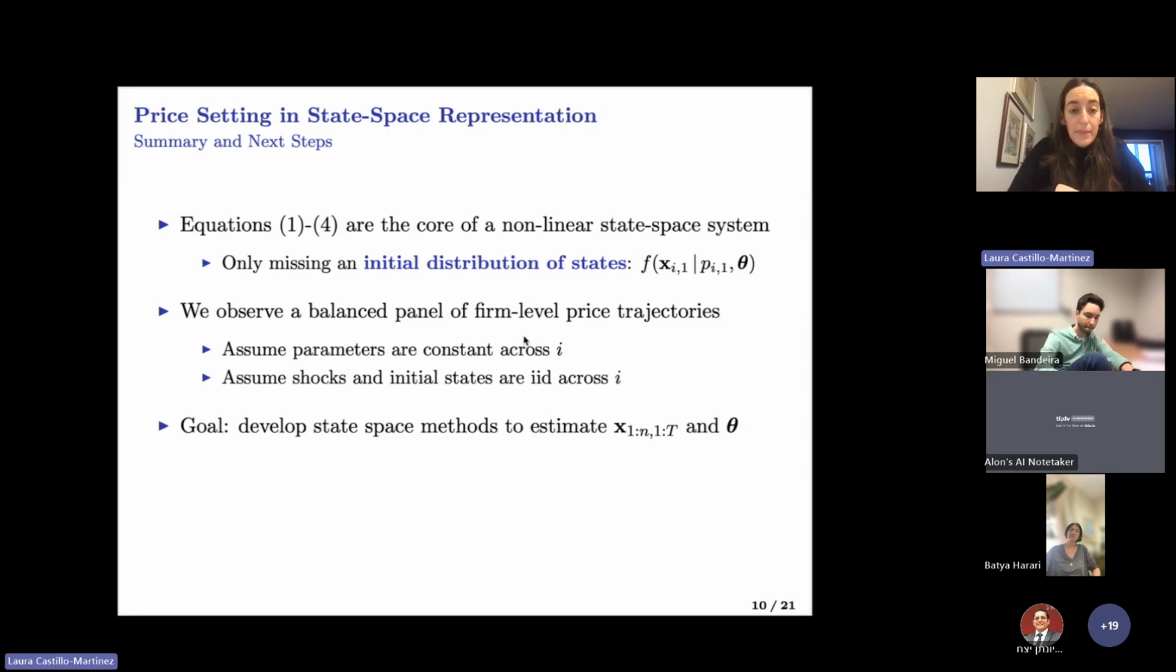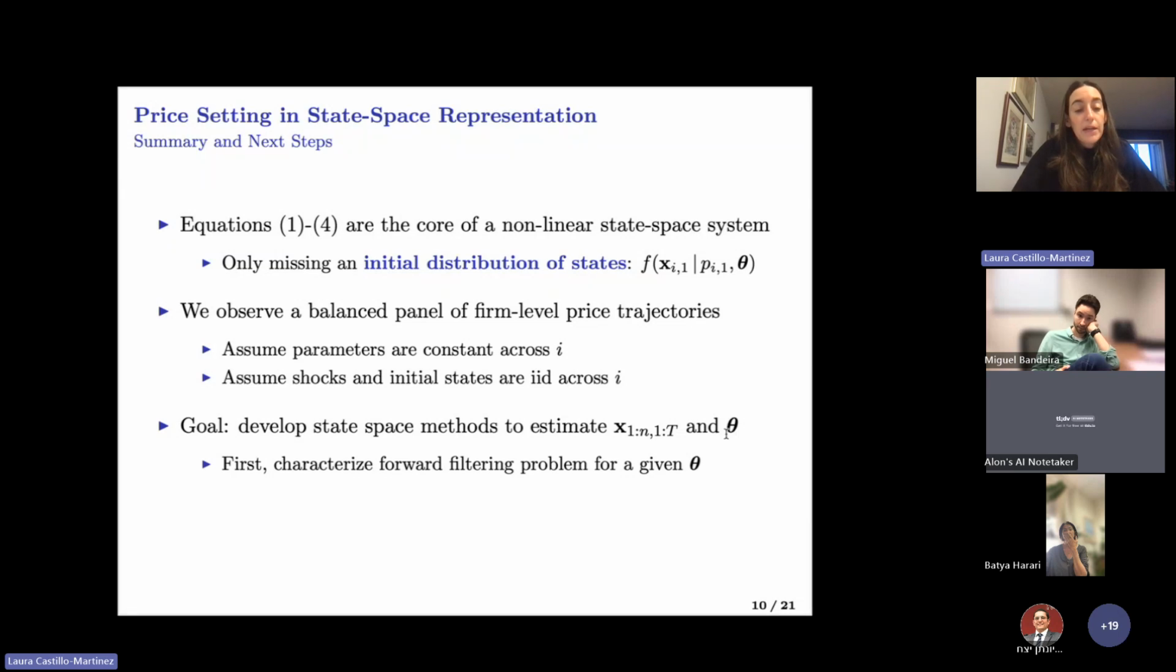With that, the next step, the goal, is that we want to develop state space methods, which is simply going to say we want to estimate our vector of states for every single firm at every single point in time, together with the parameters that are going to govern the relationships between the latent states and the measurements, as well as the evolution of the states themselves. So the parameter vector theta.